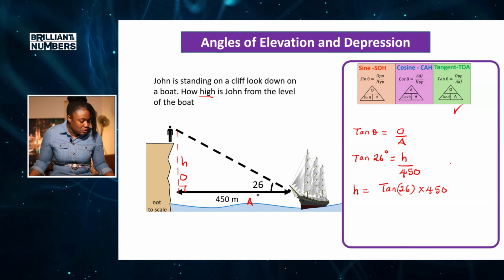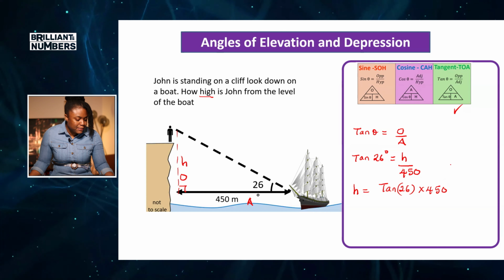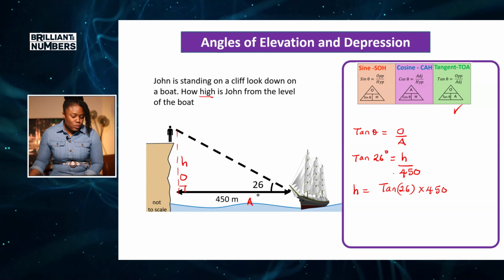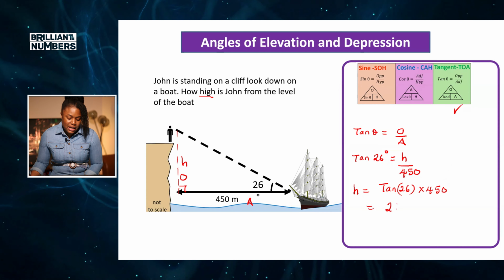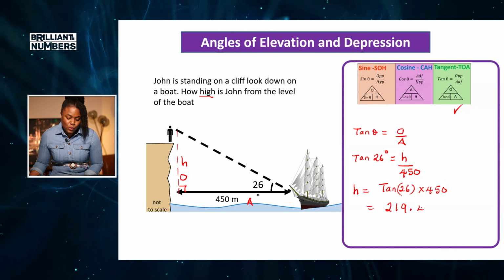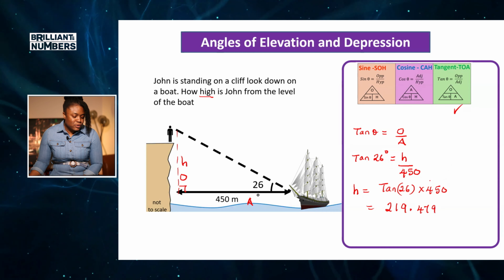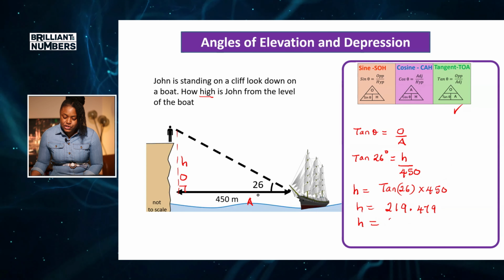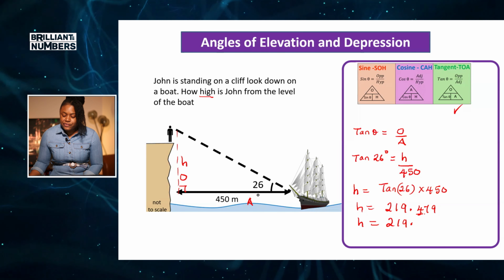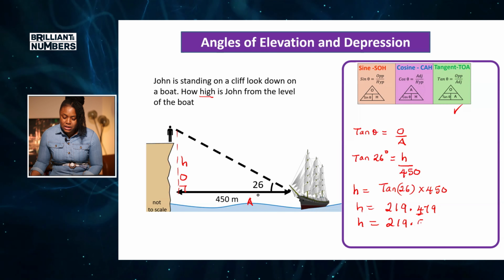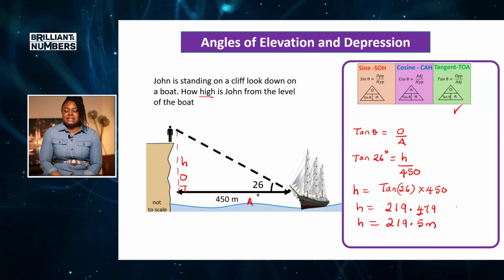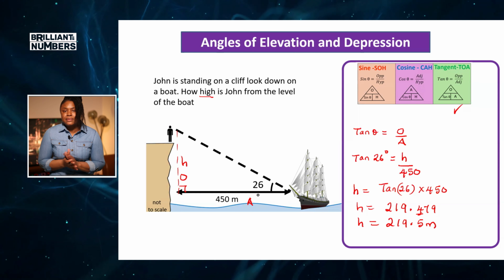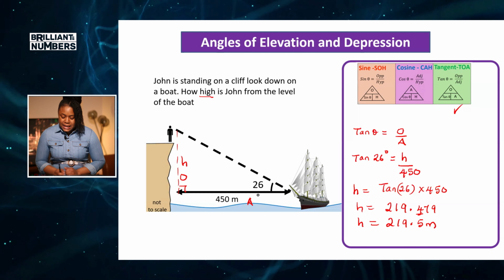It is tan 26, close my bracket, multiplied by 450, which gives me 219.479, and I'm going to just round that to one decimal place. So the height then is 219 point, I've got a 4 here, 7 follows after, I'm rounding up, and the unit is meters. Another brilliant execution in a clear logical sequence there. Beautiful. Now we move along.